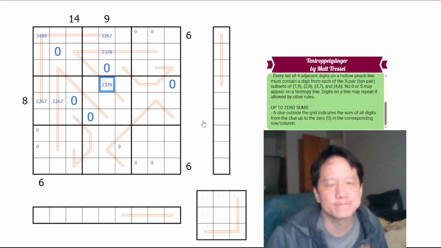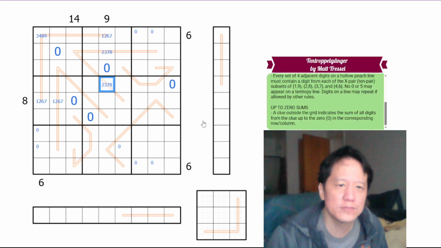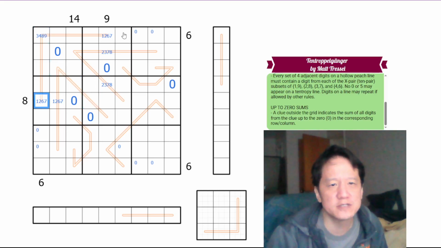Interesting. Same here. This is the opposite one here. So this, okay, so these cells are the same. We'll mark those as green. This is the opposite of that green. These cells are the same. And these cells are the same set.